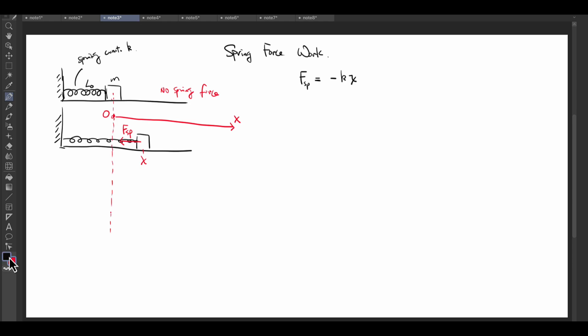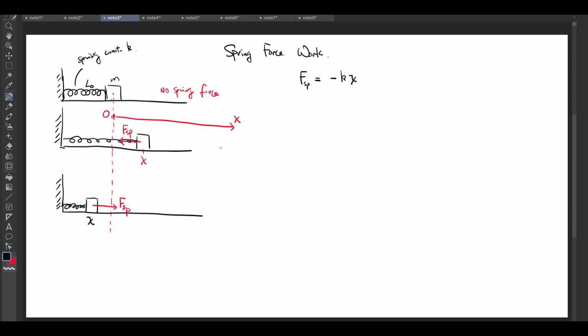Now let's look at another situation where we have a positive force. Here's the spring system again, and the object is now compressed. The spring now is compressed. The object is pushed to the left side of the origin. So it still has position x, but we should remember that this x here is negative. Now the spring force should be resisting this push, this compression. So the spring force will be this way.